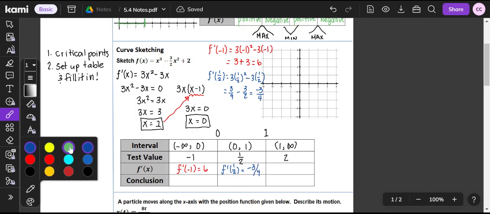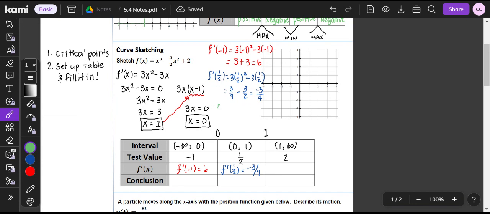Okay, and then finally, I can do my last test value. I can figure out what f prime of 2 is. So I'm going to do 3 times 2 squared minus 3 times 2. 2 squared is 4. 3 times 4 is 12. And then let's see, this is minus 6. So I'm going to end up with positive 6. All right, and once again, like I said, I really only care about the sign of each of these values, because whether or not it's positive or negative is going to tell me how my function is behaving.